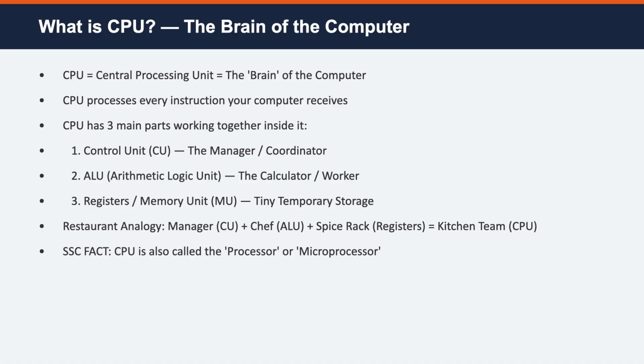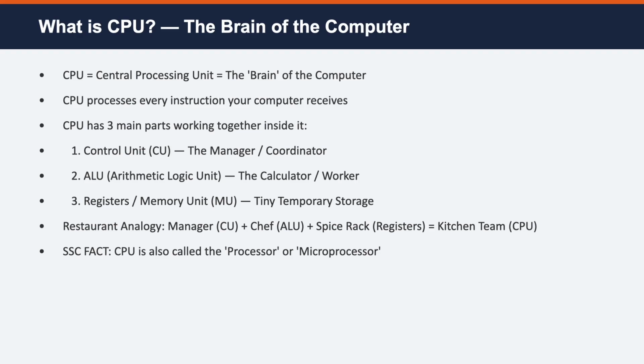Number 2, ALU, which stands for Arithmetic Logic Unit. This unit does the actual work. It handles 2 types of operation. First, arithmetic operations: addition, subtraction, multiplication, and division. Second, logical operations: comparison. Is A greater than B? Are they equal? Yes or no? Number 3, registers. These are super fast, tiny storage space inside the CPU. They hold only one or two numbers temporarily, but they are extremely fast because they sit right next to the ALU.